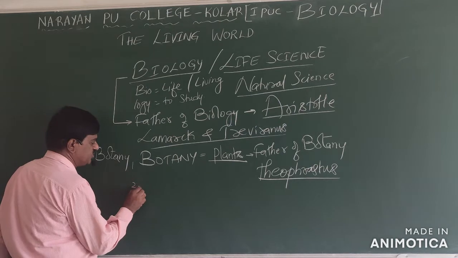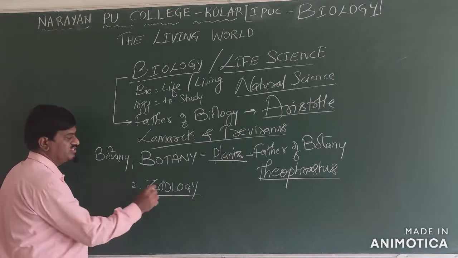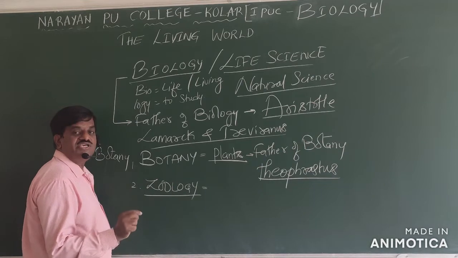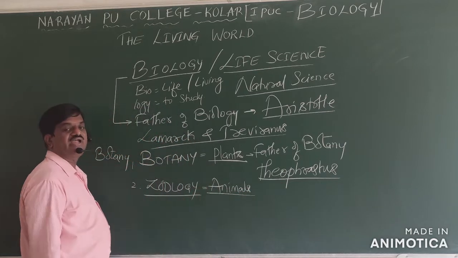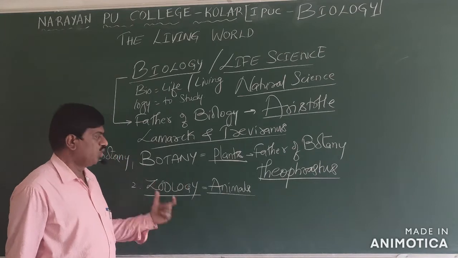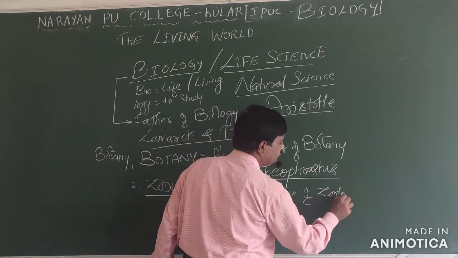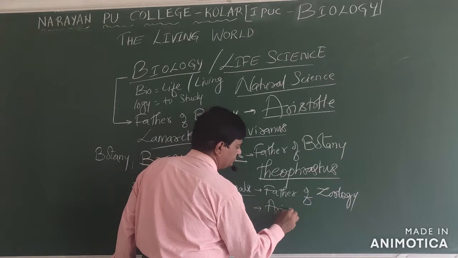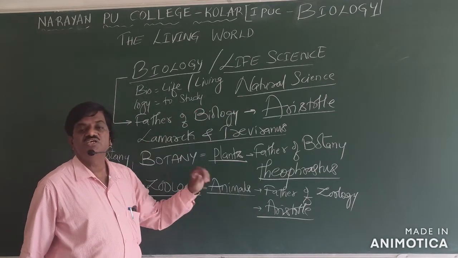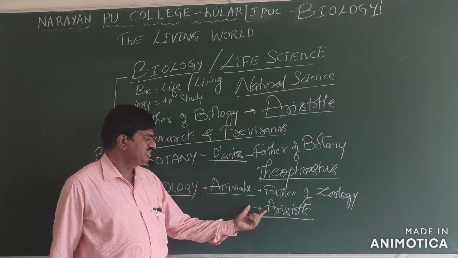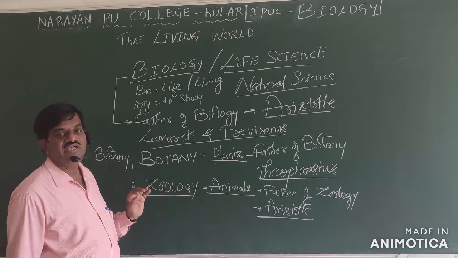Now we go to the second branch, zoology. This spelling is easy: Z-O-O-L-O-G-Y. Zoology is a branch of science which deals with the study of all varieties of animals. Next, the father of zoology is Aristotle. Aristotle is called the father of biology as well as the father of zoology, because he studied more about animals. So these are the two main branches coming under biology.